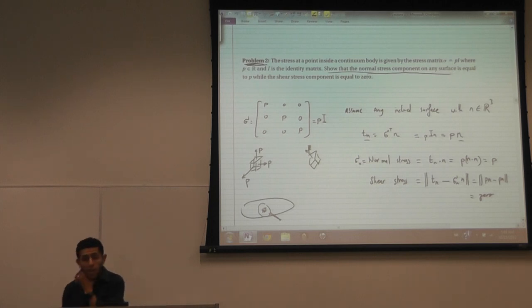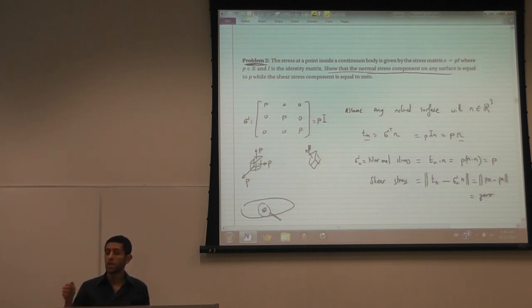So the shear stress on any plane is zero. Basically, if I take any cube and put it underneath the ocean, where the hydrostatic stress is equal from all directions, then any plane on that piece will have no shear stress.